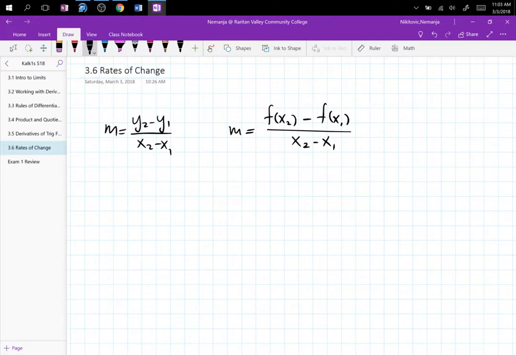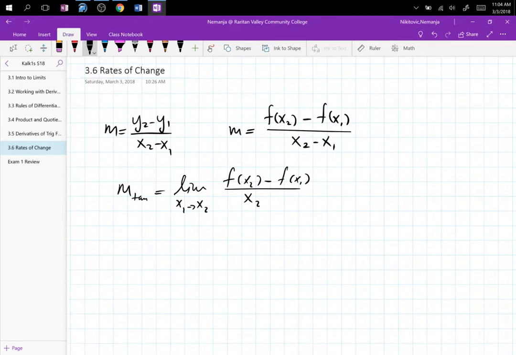And we called that one the slope of the secant. And then we went a step further and took the limit of that to create m tangent, which was the limit as x1 went to x2 of f of x2 minus f of x1 divided by x2 minus x1, which led into the whole thing with the derivative. We also said that derivatives measure change.